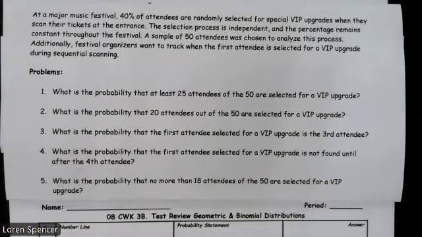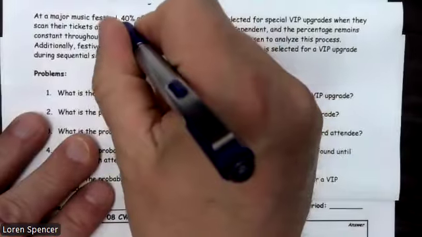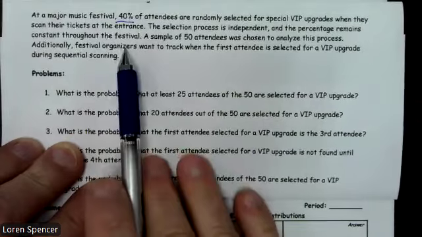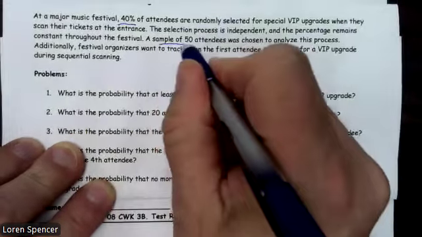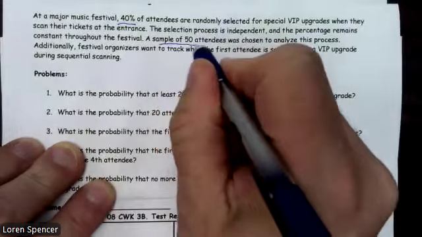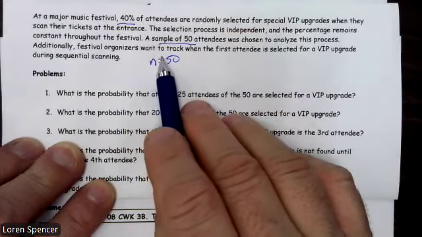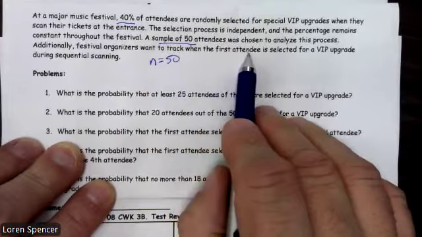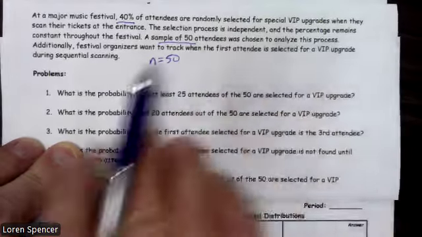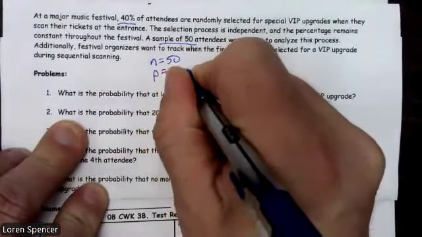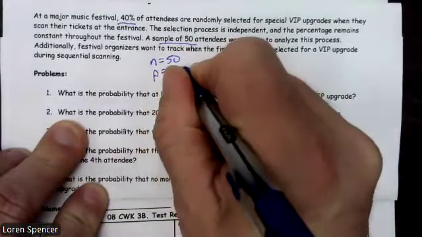Our scenario: at a major music festival, 40% of attendees are randomly selected for special VIP upgrades when they scan their tickets at the entrance. 40% sounds pretty important. The selection process is independent and the percentage remains constant throughout the festival. A sample of 50 attendees was chosen to analyze this process. Additionally, festival organizers want to track when the first attendee is selected for a VIP upgrade during sequential scanning. So it sounds like we have a probability of about 0.40, and we have a sample size of 50.